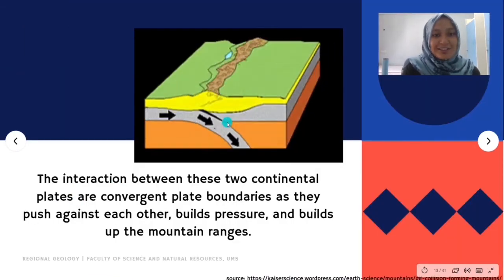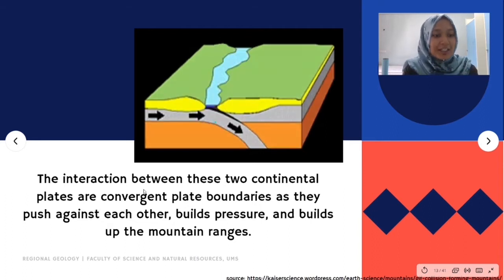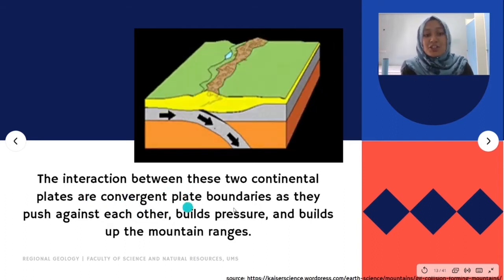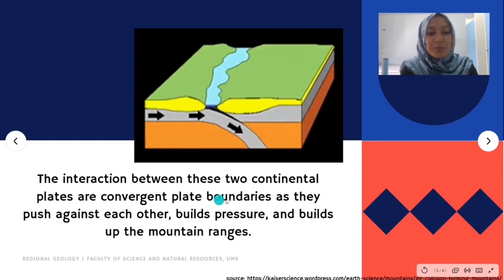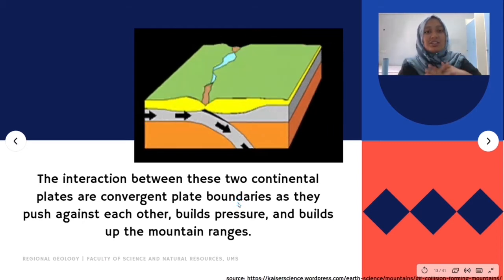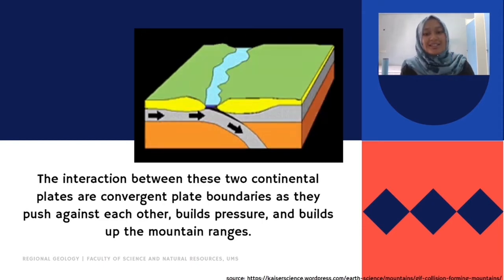Okay, so if you look at this GIF, you can notice that the process of subduction is actually occurring. And this is because the interaction between these two continental plates are convergent plate boundaries. I mentioned before in the introduction that the convergent plate boundaries in Nepal is continental to continental. That's the relationship between these two plates.